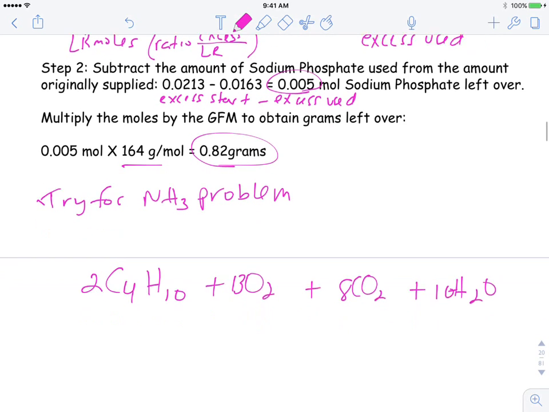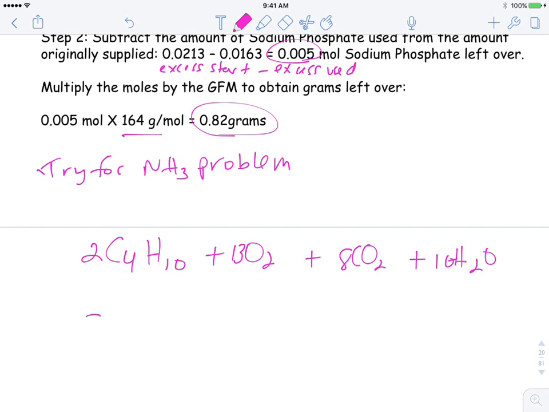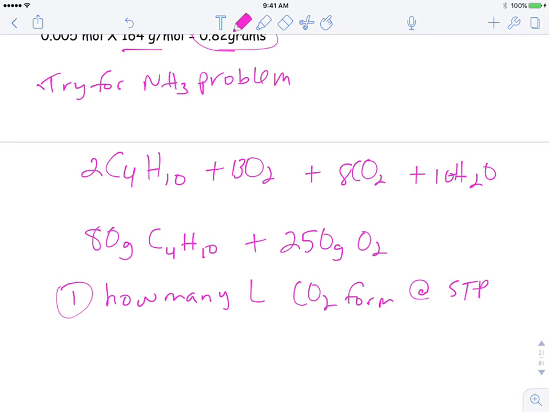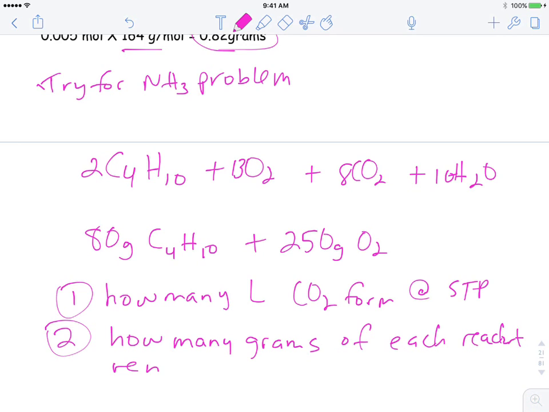We could talk about how to balance this, but let's say I give you a problem where I gave you 80 grams of C4H10, and I asked you to react that with 250 grams of oxygen. And I asked you 2 questions. One, how many liters of CO2 form at STP? And the second question, how many grams of each reactant remain? So these are my two questions for you. We'll go over them tomorrow.